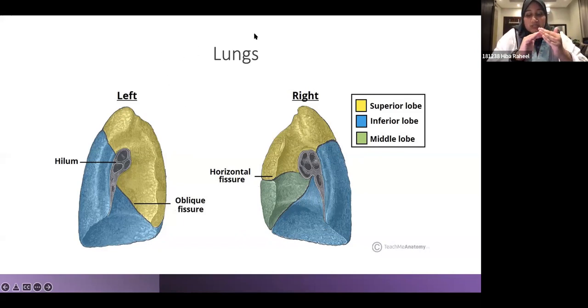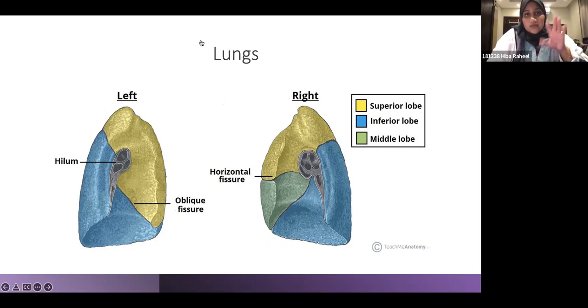Because of the fissures being 2, the right lung is divided into 3 parts and the left lung is divided into 2. There is no middle lobe in the left lung. All right. So when we're identifying an OSPE, what's the main thing we should focus on?